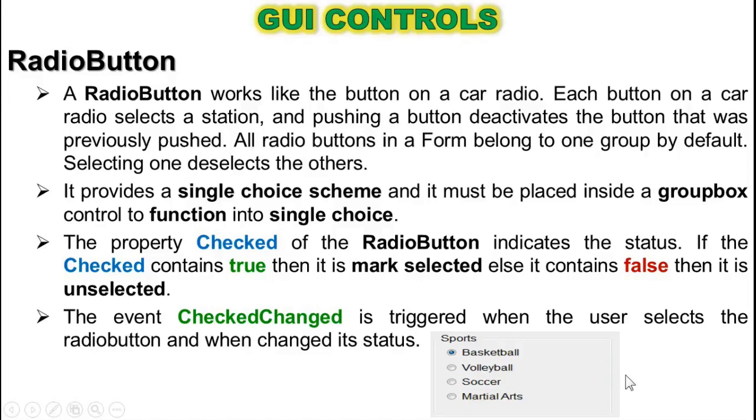The property Checked of the radio button indicates the status. If Checked contains true, then it is marked selected. Else, if it contains false, then it is unselected. The event CheckedChanged is triggered when the user selects the radio button and changes its status.